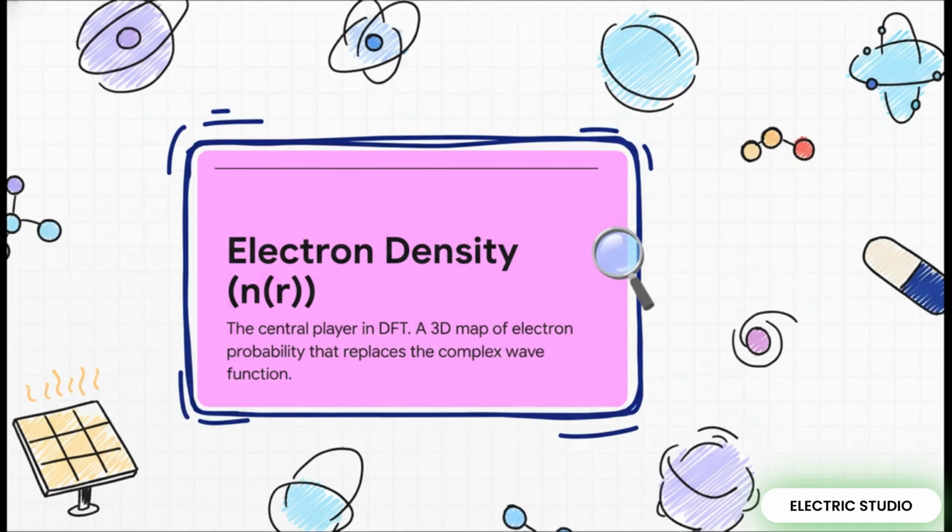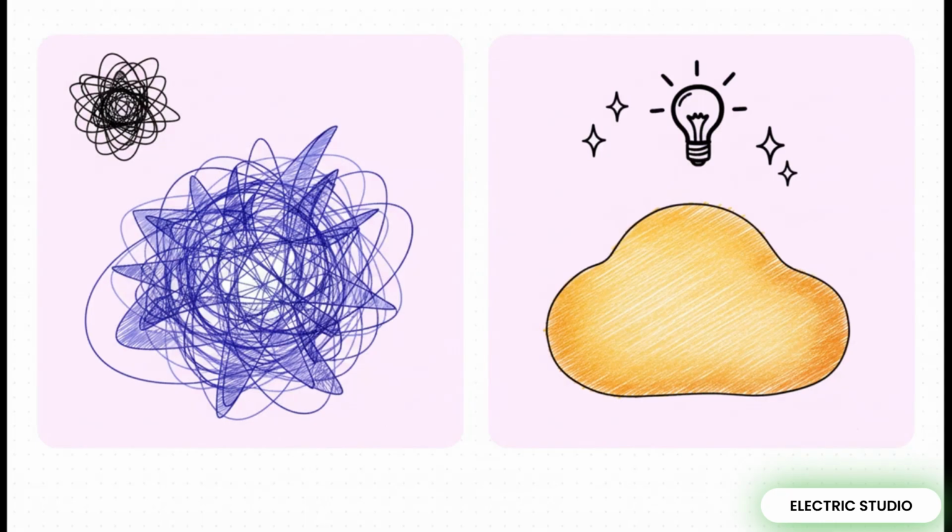That simple 3D map, that's the electron density. And that shift in thinking, that is the absolute heart of density functional theory. This is the big aha moment. We go from wrestling with this nightmarish, multidimensional thing called a wave function in 30, 60, even hundreds of dimensions, to dealing with something that always lives in our familiar 3 dimensions. It's just a 3D map. The complexity problem wasn't just made easier, it was basically erased. A total game changer.